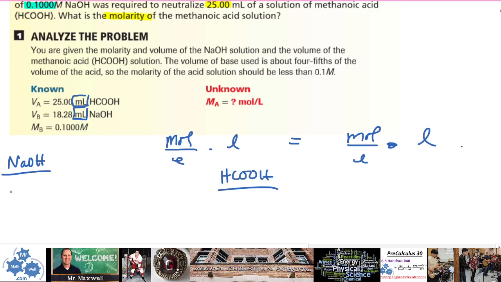And so NaOH, 25 mils. So we divide by 1,000 to get a volume of 0.025 liters. The concentration of the base is 0.1 molar, with some more sig figs there, obviously. All right, what do we know about the acid? We know the volume of the acid is, what was it, 25 as well?